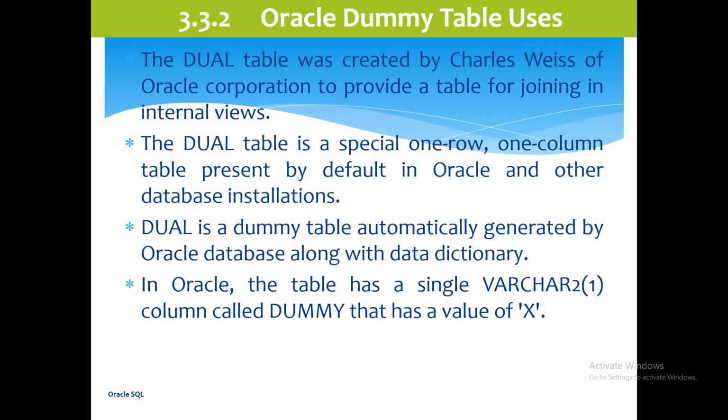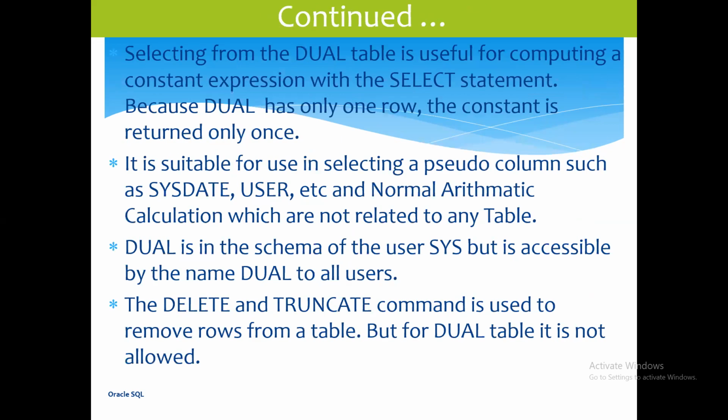One row, one column, you have already seen. By default, it comes at the time of database installation. Automatically it will come. No need to do anything separately. The data type is VARCHAR2. DUMMY is the column name, and the value is capital X. In the select clause we can use it, but don't use it in any other clause. In select, after FROM, we can write it. So it can give only one result.